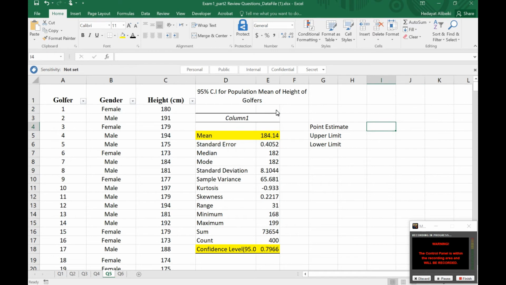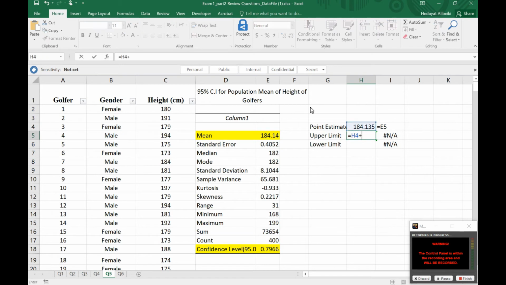So let me also show you the formula that I'm gonna use. Point estimate for population mean would be equal to sample mean. Upper limit would be point estimate plus margin of error. Lower limit would be point estimate minus margin of error.